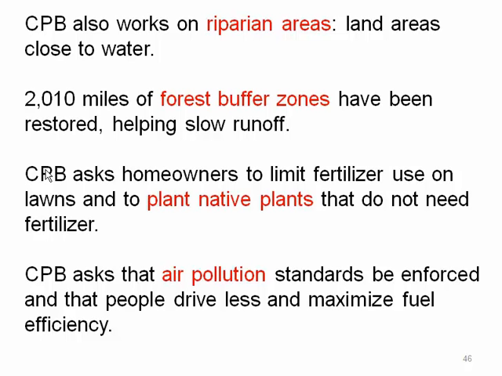The Chesapeake Bay program, as we noted, takes advantage of managing riparian areas. These are the streamside areas near the streams and rivers that flow into the bay, but also lining the bay itself. And the forest buffer zones, over 2,000 miles of those have been established, and these constitute those buffer strips shown earlier.